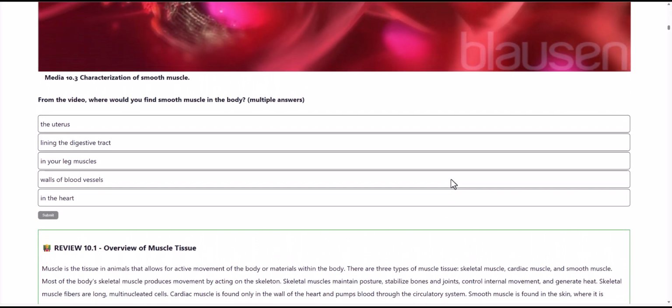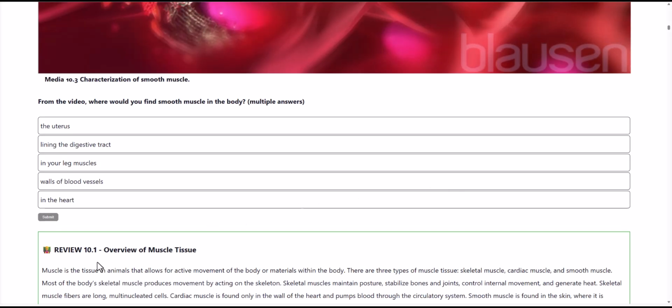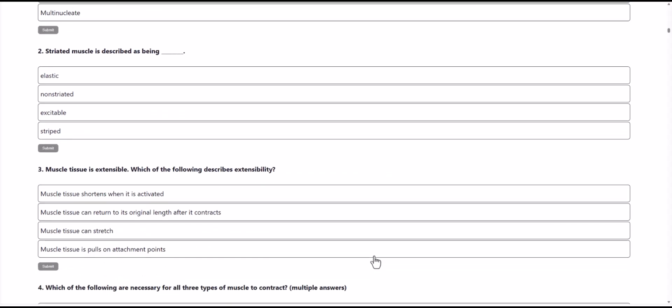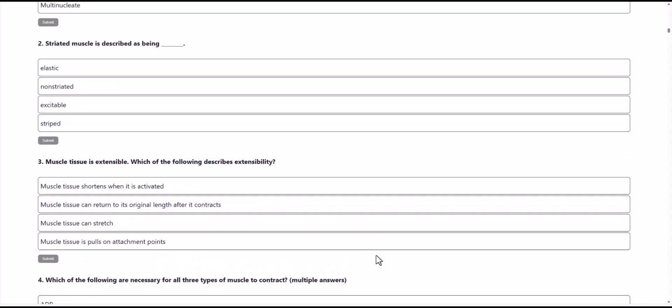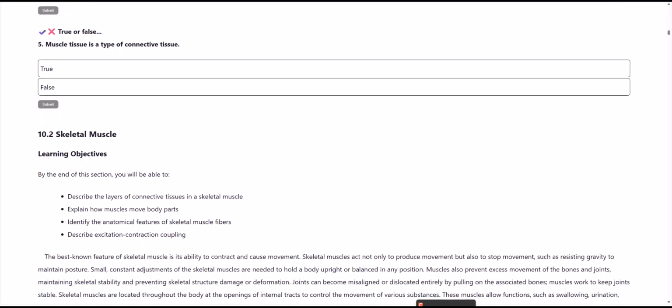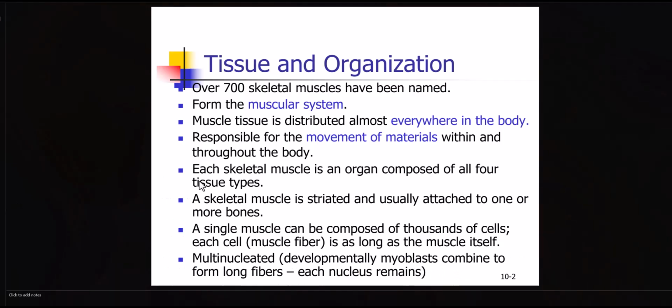So I'm going to jump over to the accessory slides. We're at the end of 10.1 in Blosson. Don't forget to answer these questions. These again will help you compare and contrast the different types of muscle tissues. But let me jump over to our set of slides for a moment. So these slides are also posted in your Blackboard shell right underneath this video presentation.